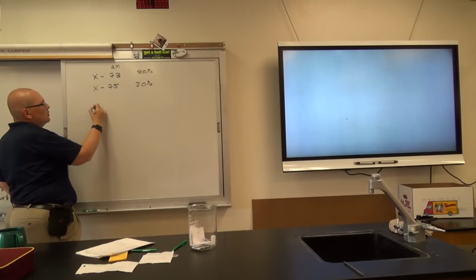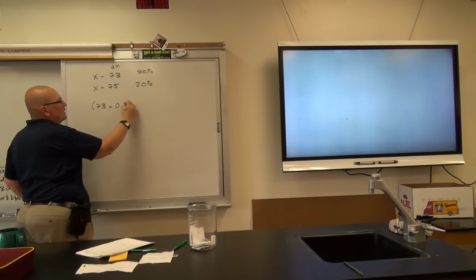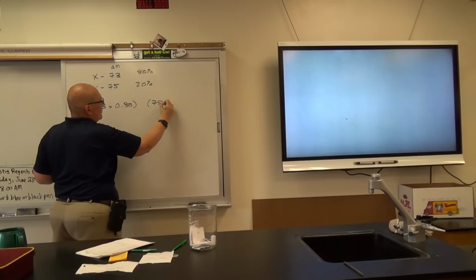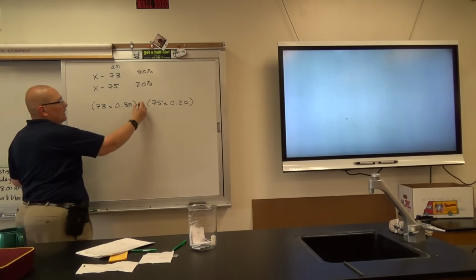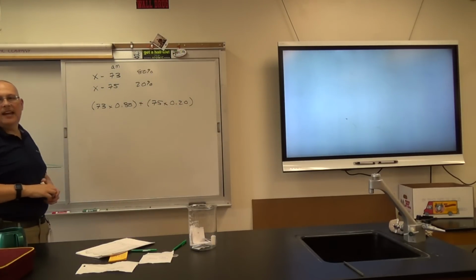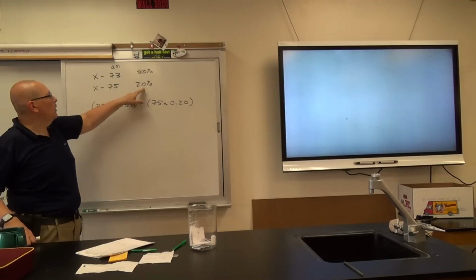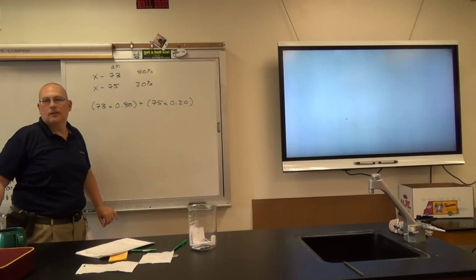To get the weighted average mass, we take 73 and we take 80% of that. For X-75, we take 75 and we take 20% of that. And then we just add the two numbers together to get the weighted average. So it's 80% of 73 plus 20% of 75. Add them up and that's your weighted average.